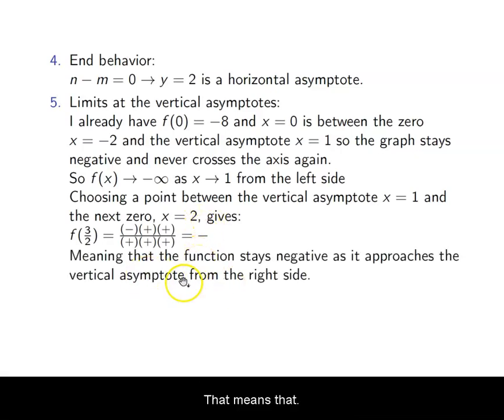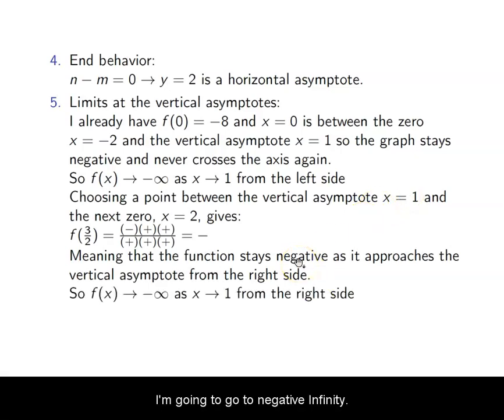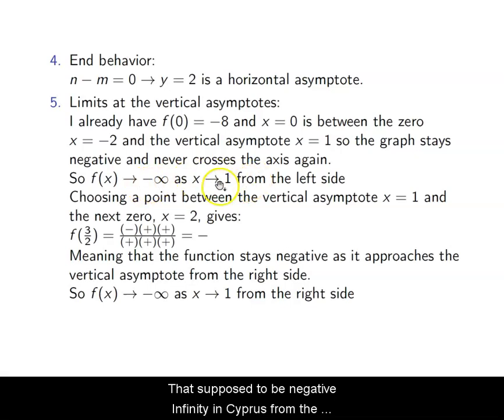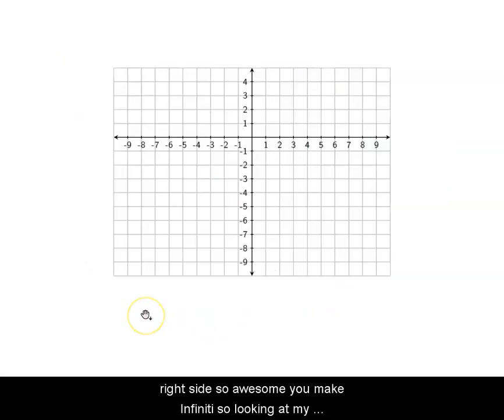So that means that as I approach from the right side, from the positive side towards my asymptote, I'm going to go to negative infinity. Okay. So as I approach from the left to my asymptote, it'll be negative infinity. And as I approach from the right side, it'll also be negative infinity.